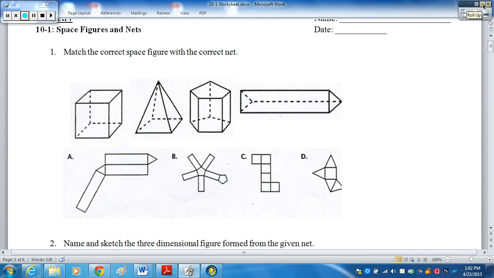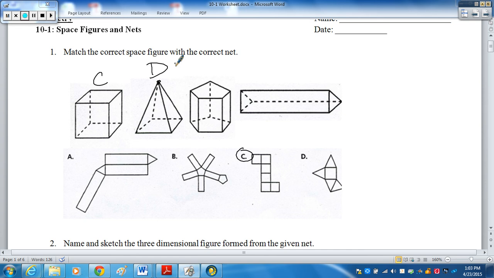First of all, the very first figure there is a cube, or you could say a rectangular prism, but I'll go with a cube because all the faces look congruent to each other. And so as a result, C corresponds with that. The next one, I would call a square pyramid. All of it leads to one point, the vertex right here. And I would say letter D is the net of that square pyramid.